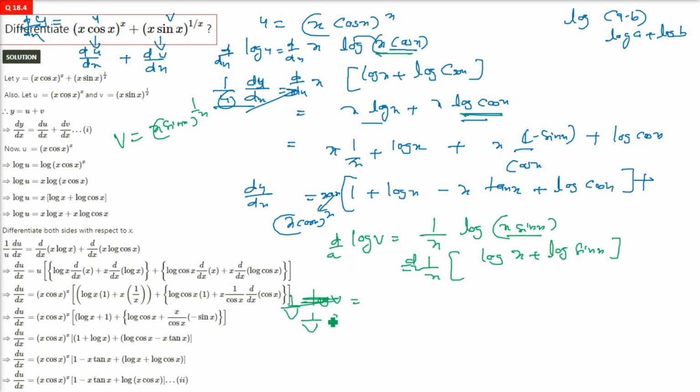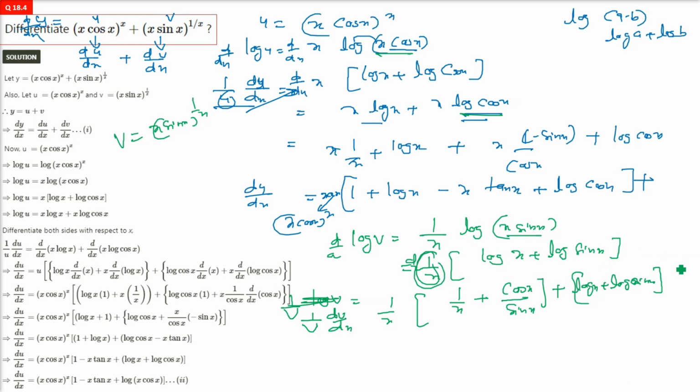See, log v differentiation is 1 by v dv by dx. On right hand, 1 by x I'm taking outside, and this is the second term. The way you can do whichever way you want. Log x is 1 by x, log sin x will be 1 by sin x, and sin x will be cos x. Then we have plus log x plus log sin x will be outside, and 1 by x differentiation is minus 1 by x square. Differentiation of 1 by x. I am using the product rule. 1 by x is first term, the other one is the other term. So minus 1 by x square, you can write minus 1 by x square.